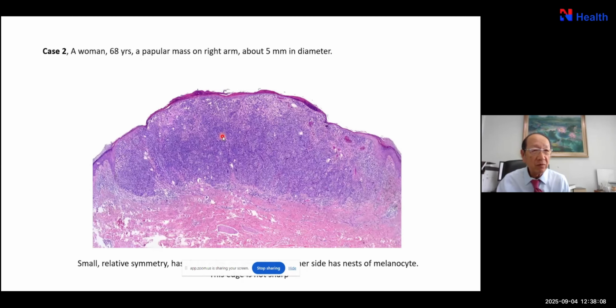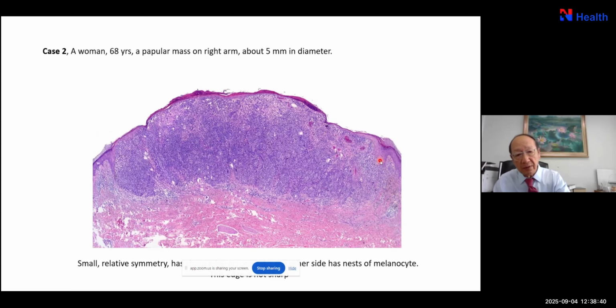Case 2 is a woman, 68 years, with a small lesion, only 5 millimeters, on the right arm. At low power, it is small and relatively symmetric. It has a sharp edge of tumor on one side. Another edge is not that sharp, but it has pigmentation here. We look at this area, we see the nest of melanocytes here.